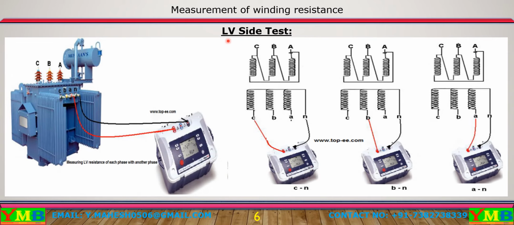Now see the test connections of LV side. On LV side the connection of winding is star connected. In star connected winding, measure the resistance between phase to neutral: C to N, B to N, A to N.